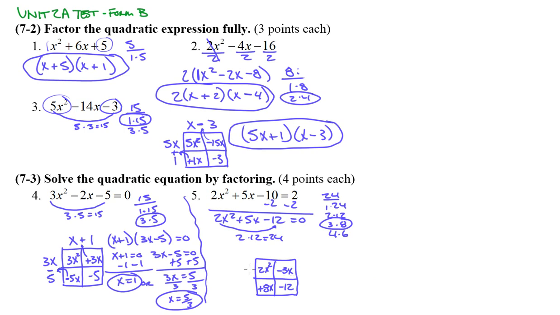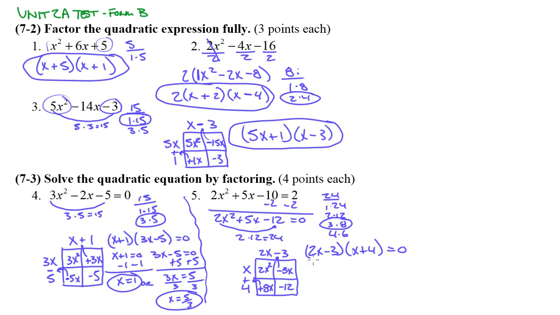Now we do our common factors. 2x squared and negative 3x only have an x in common. 8x and negative 12 have a 4 in common, and this positive is going to go right in between here, x plus 4. And then we factor these two. 2x squared and 8x have a 2 and an x in common. And then 3x and 12 have a 3 in common. This negative is going to go right up there. So we end up getting 2x minus 3 times x plus 4 equals 0.